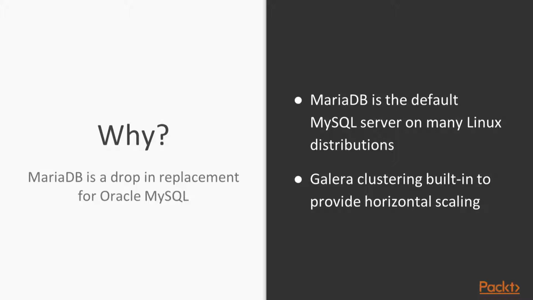MariaDB includes the Galera clustering engine, which provides active-active clustering. This makes it easier to scale horizontally to meet the needs of your application. This is especially nice when used with a Docker orchestration tool such as Kubernetes or Docker Swarm to scale the service as needed.